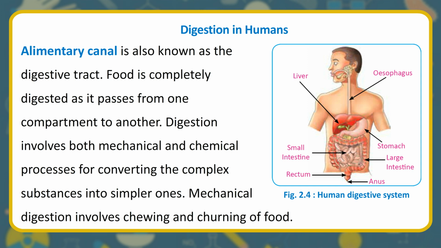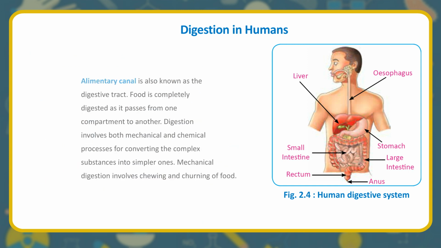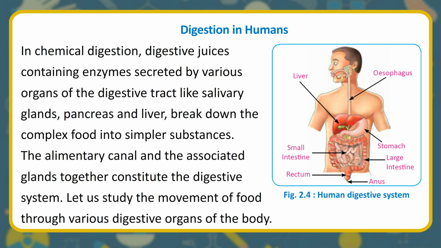Food is completely digested as it passes from one compartment to another. Digestion involves both mechanical and chemical processes for converting the complex substances into simpler ones. Mechanical digestion involves chewing and churning of food. In chemical digestion, digestive juices containing enzymes secreted by various organs of the digestive tract like salivary glands, pancreas and liver, break down the complex food into simpler substances. The alimentary canal and the associated glands together constitute the digestive system.